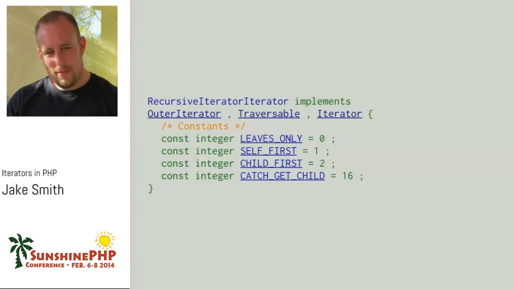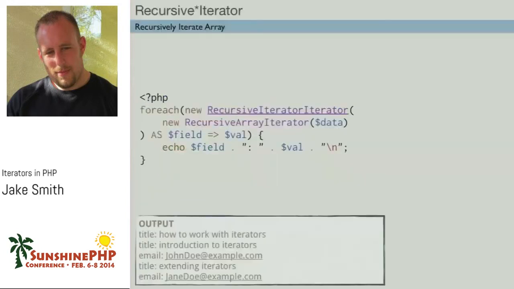Yeah. So this is what you actually use to iterate over a recursive iterator. I want to just briefly talk about some of these constants here. The default is leaves only, so only the children will actually be outputted. The parent key will not show up in that foreach. But you can set it to self first, and it'll output the parent and then all the children. Children first outputs all the children, then the parent. Once again, there's an example that'll show how that's really helpful.